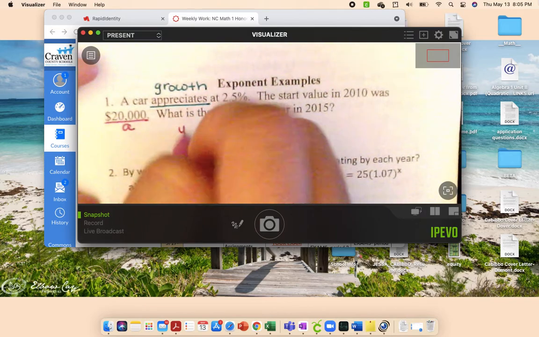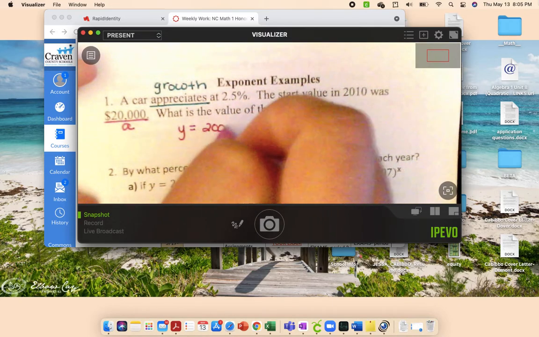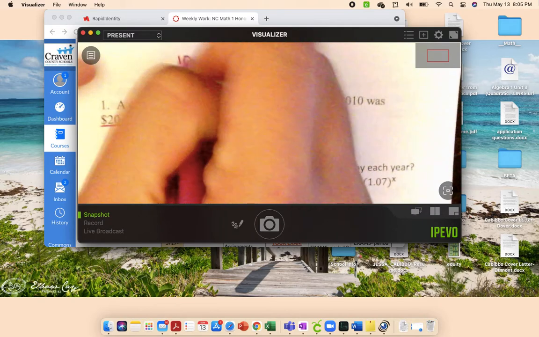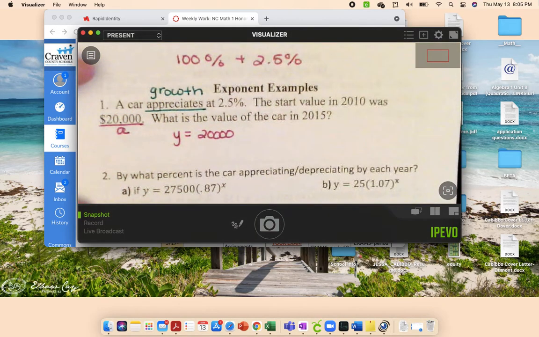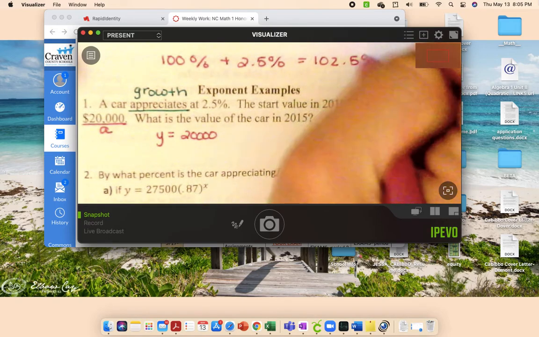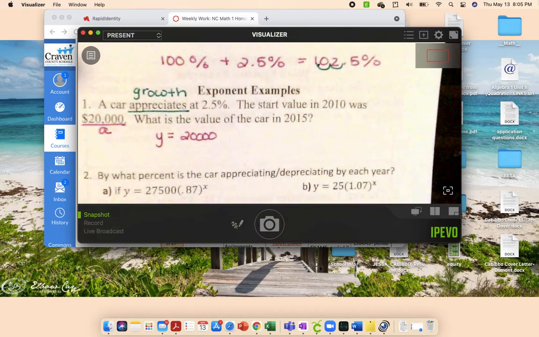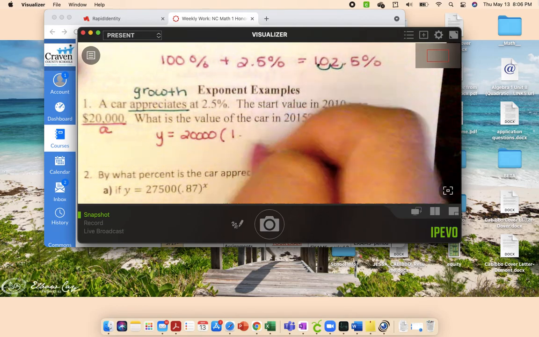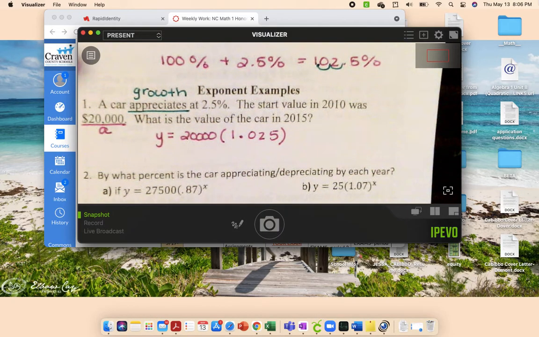So we know that we have y equals A is our starting value, so $20,000. This is a growth problem. So we're going to have 100% plus 2.5%, and that's going to get you 102.5%. And we know we have to write this as a decimal. So we go 1, 2 to the left, giving me a rate, we're going to put our percentage rate as 1.025.